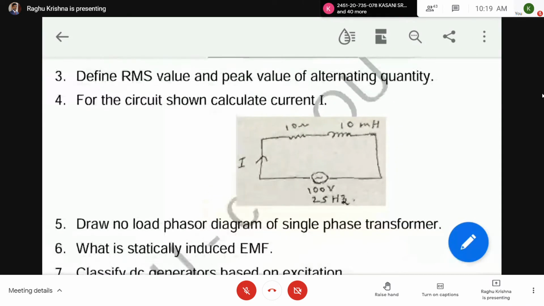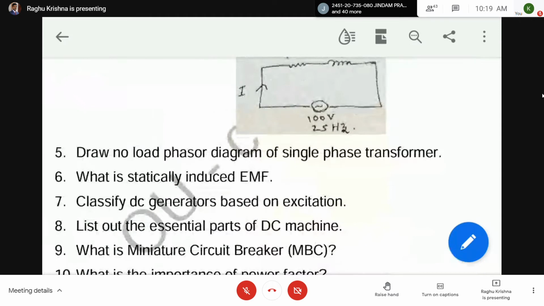Okay. Next, draw the no load phasor diagram of a single phase transformer. In transformers, I am going to cover that. Next, what is statically induced EMF? The EMF induced in a transformer is a statically induced EMF. To understand this, you also have to understand the dynamically induced EMF. The EMF generated in a generator is a dynamically induced EMF. That means if you rotate the coil in a magnetic field, EMF will be induced in the coil. Dynamically induced EMF occurs in DC generators, which I am going to cover in DC generators.